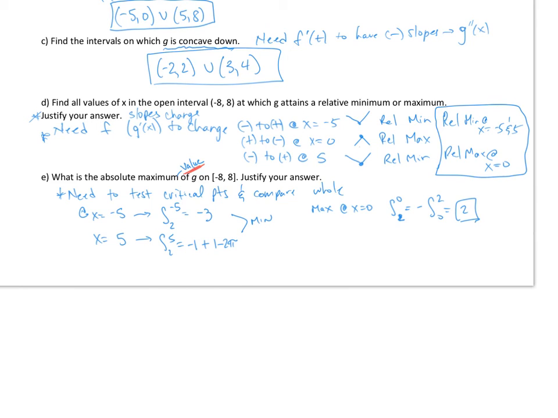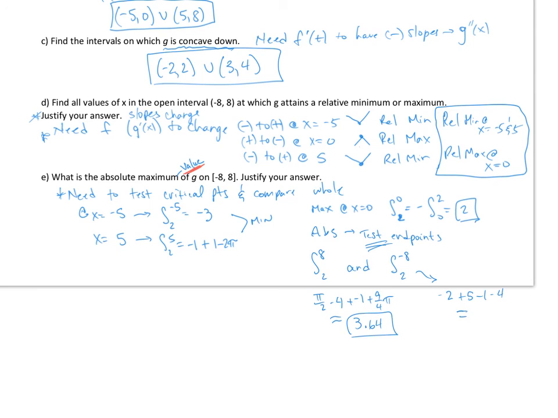Okay, so then we have to test for an absolute, and so that means we need to test the endpoints. So we're looking to test the integral from 2 to 8 and the integral from 2 to -8. So this one comes out to be, when we look at our graph and find the areas underneath, pi over 2 minus 4 plus the -1 plus 9/4 pi. This one ends up being -2 plus 5 minus 1 minus the 4. So you get an answer here of approximately 3.64. I'm skipping a couple steps just to get to the answer. And you get an answer here of 2.